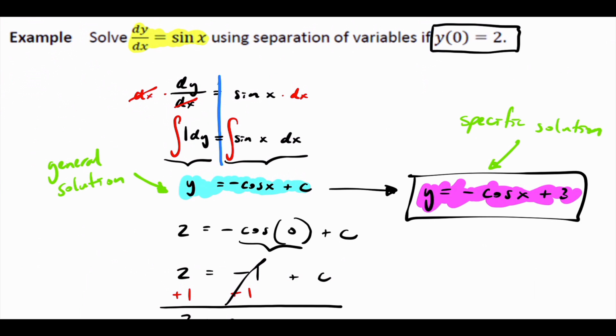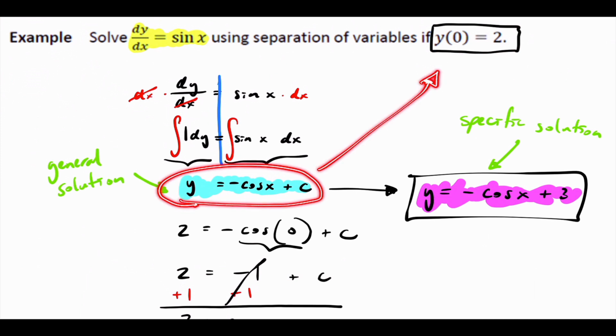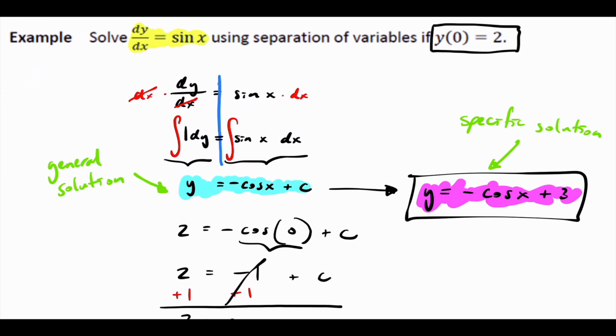Sometimes they just want the general solution plus c. This general solution always has a plus c. The specific solution never has a plus c. Why is it specific? Because it's specific to this problem. When I plug in 0, I get 2. The general solution works for any points. So it just depends on what answer they want. Okay? If you're not sure, give them both.